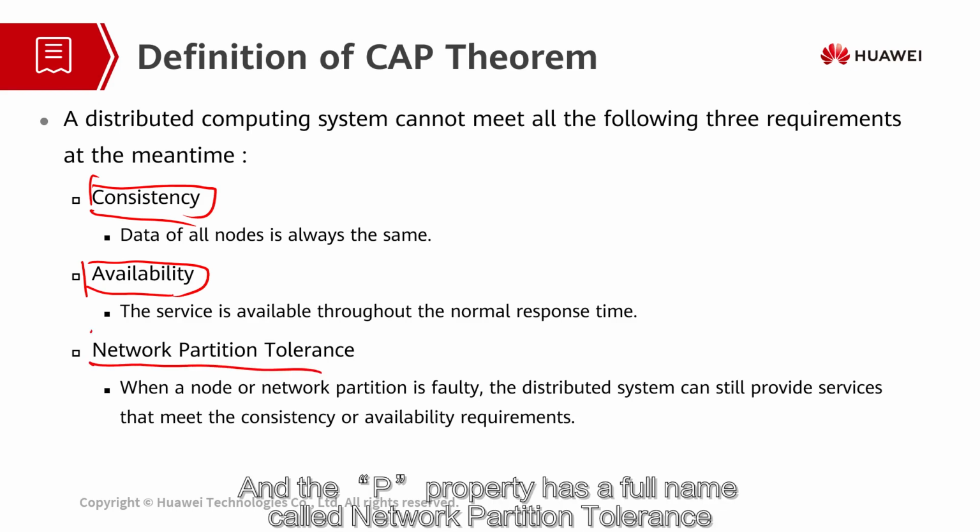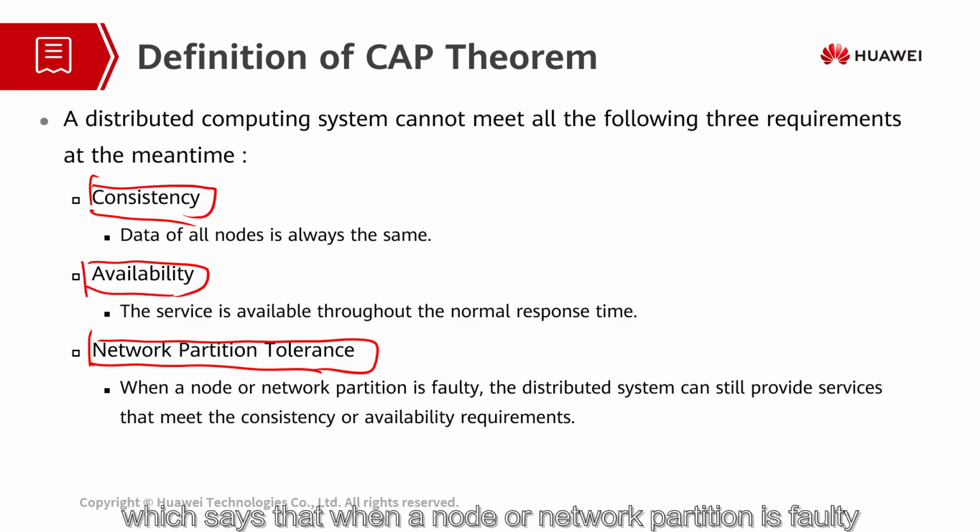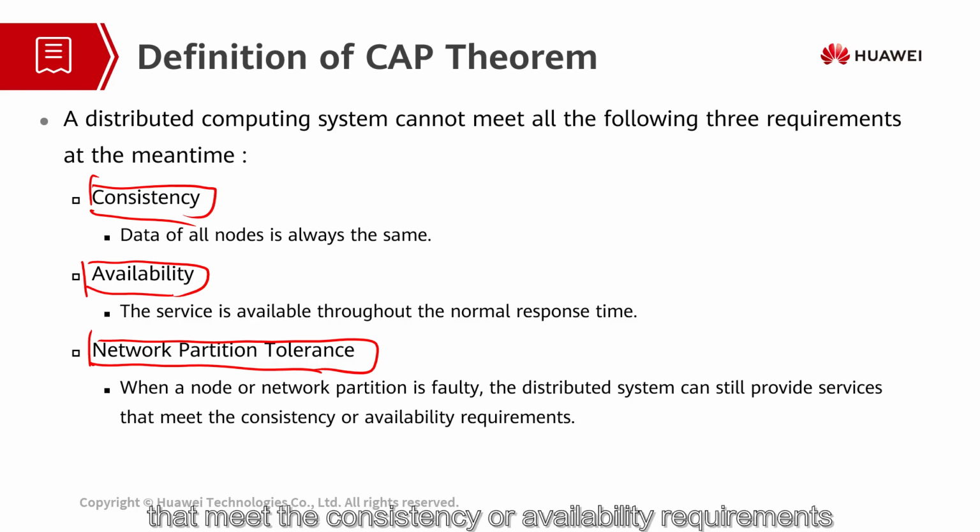And the P property has a full name called network partition tolerance, which says that when a node or network partition is faulty, the distributed system can still provide services that meet the consistency or availability requirements.